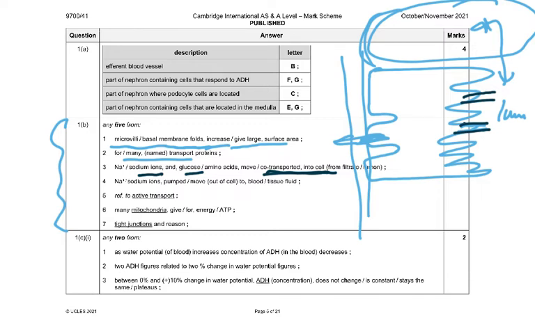Do not make it difficult for yourself. There's a habit which you all don't know how to really do, this is called smart studying. Then sodium ions pumped out of the cell into the blood. So sodium ions are going to be pumped out of the cell into the blood by the sodium potassium pump. And then active transport, and then many mitochondria. Each cell of this has many mitochondria in it. Every cell has mitochondria, but these have many mitochondria. Why? For the energy or for the ATP. And then tight junctions. Why?